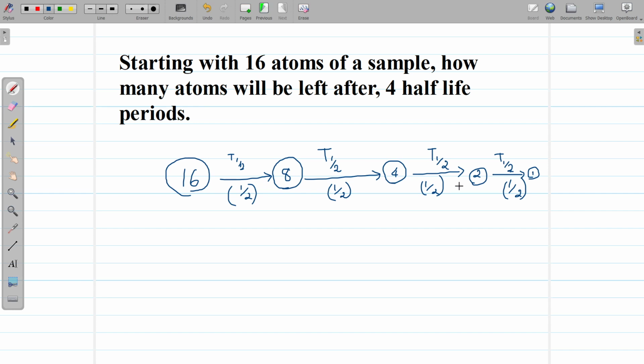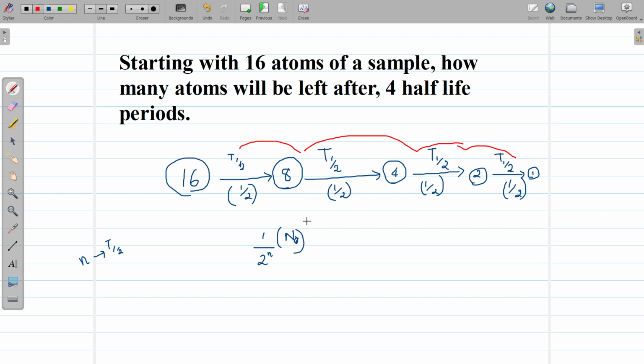So if n half-life periods are over, then 1 by 2 raised to n of initial N0 will be left over. So if n t half, it means 1 by 2 raised to n of N0 atoms will be left over. So here we are given 4 half-life periods. From this explanation itself, it is clear that after 4 half-life periods, like this, first half-life period, second one, then the third one and the fourth one, only one atom is left.